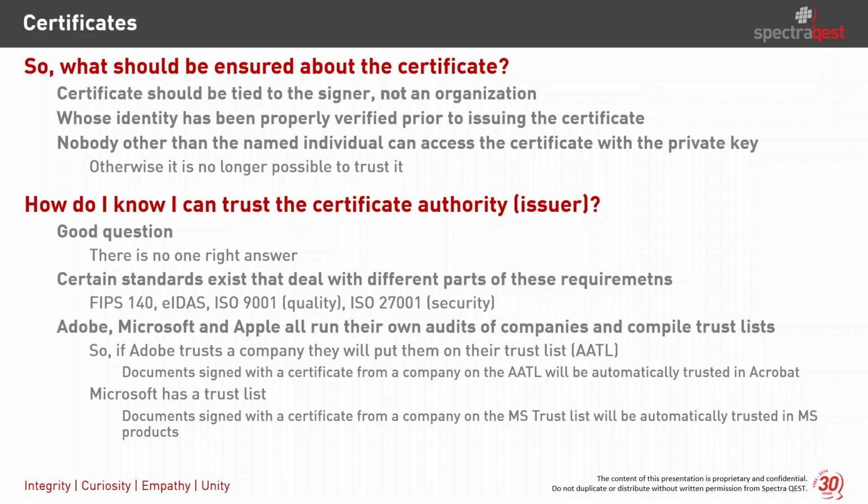So Adobe has the Adobe Acrobat Trust List, or the AATL, and if a company is on that trust list, whenever you open a document in Adobe products that has been signed using a certificate issued by a company on that trust list, Adobe products will automatically trust that signature. Microsoft similarly has a trust list as well, and a document signed with a certificate from a company on the Microsoft trust list will automatically be trusted in Microsoft products as well.